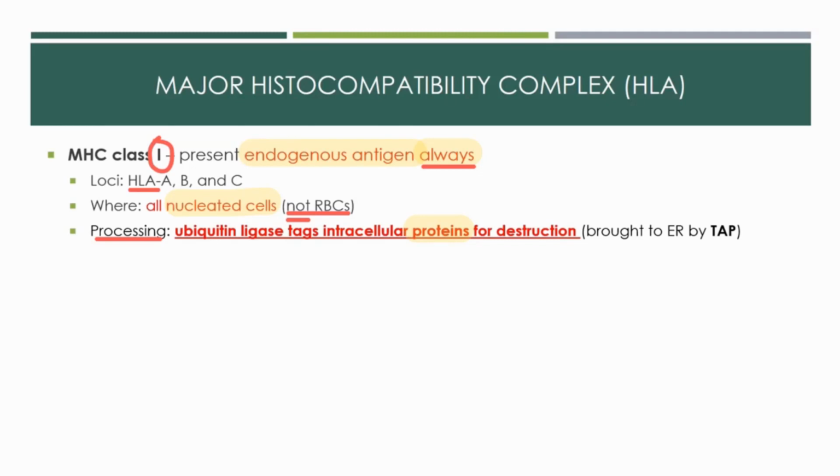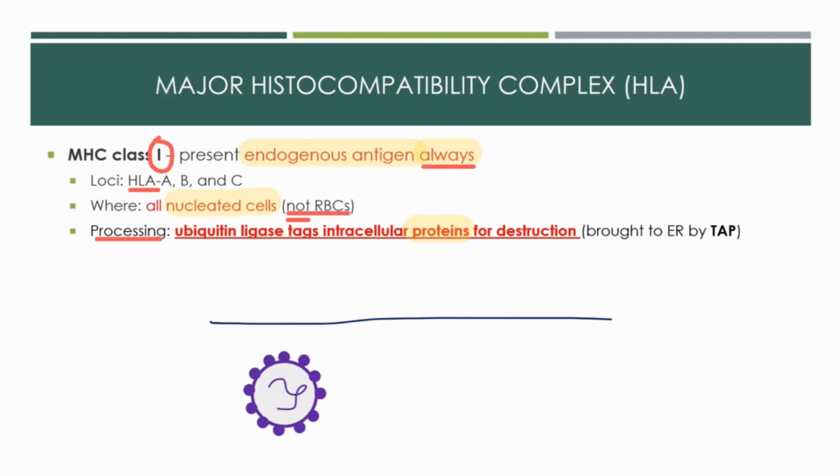Let me diagram for you how this works to make it easier. Again, in normal non-infected cells, MHC1 presents antigen continually. Usually this is self-antigen, which ideally is not recognized by immune cells. Let's say this is an epithelial cell infected by a virus. In our cells, the ubiquitin proteasome pathway is generally responsible for protein catabolism.